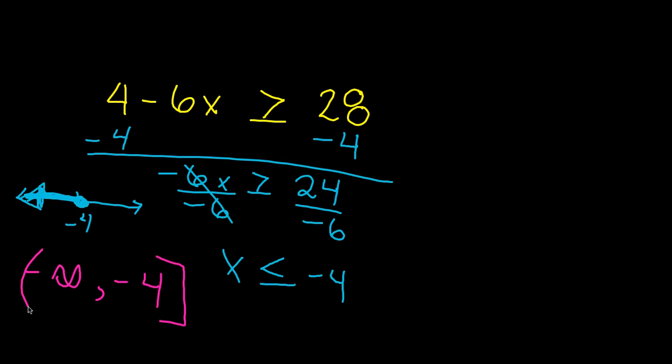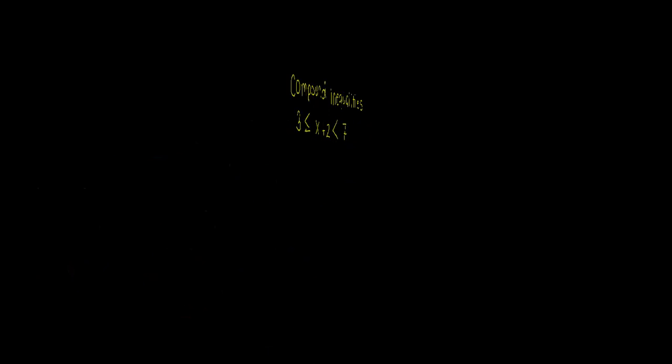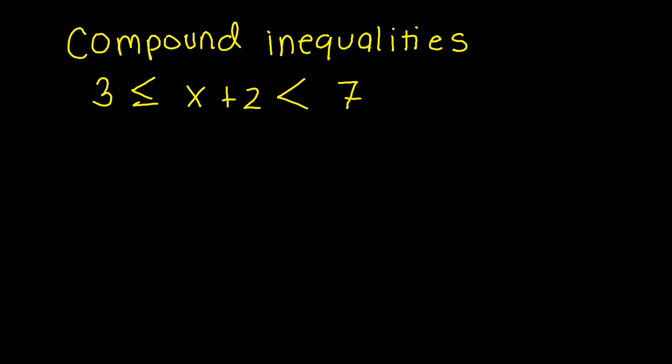All right, so that's pretty much the only difference from last night so far. It's really just to remember that little rule that whenever we divide by a negative, we're going to flip the inequality over. The other thing I wanted to talk to you guys about tonight is compound inequalities. And a compound inequality is a little bit different because it's really two questions at once.